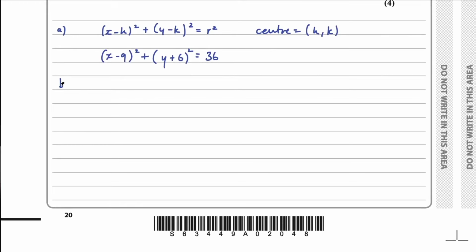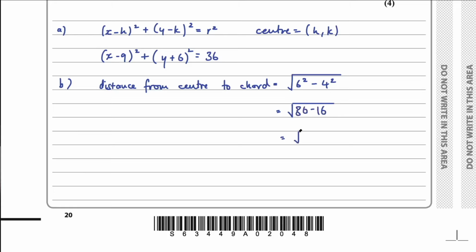So for part B, we have distance from the center to the chord equals the square root of the radius squared, which is 6 squared take 4 squared. So this is going to be 36 take 16, which is the square root of 20. Which we could simplify if you broke this up into 4 times 5. The square root of 4 is 2, so you could simplify this to 2 root 5.